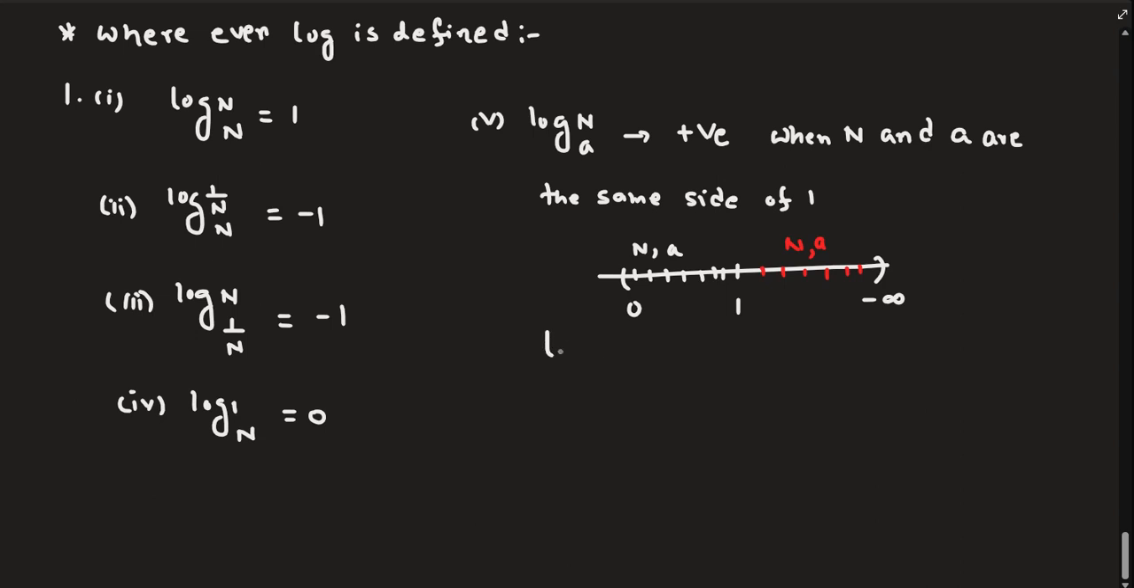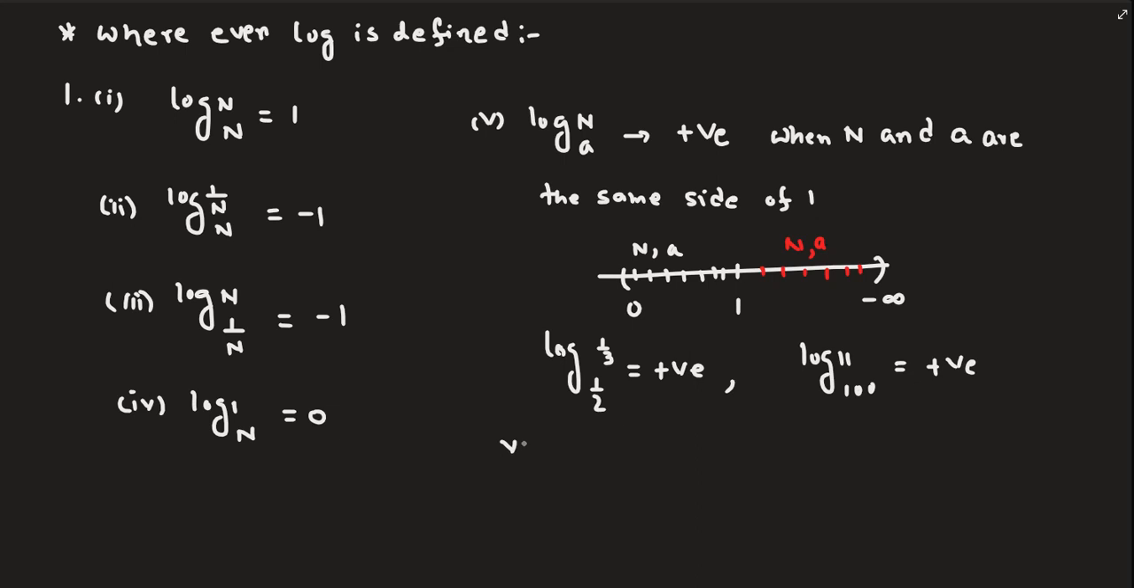For example, if you take the base as half and the number as 1 by 3, this value is always positive because both lie on the left-hand side of 1. If you take log of 11 with base 100, both numbers are on the right side of 1, so it also gives a positive value.